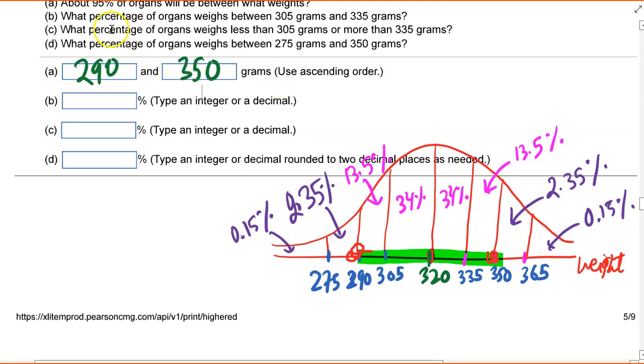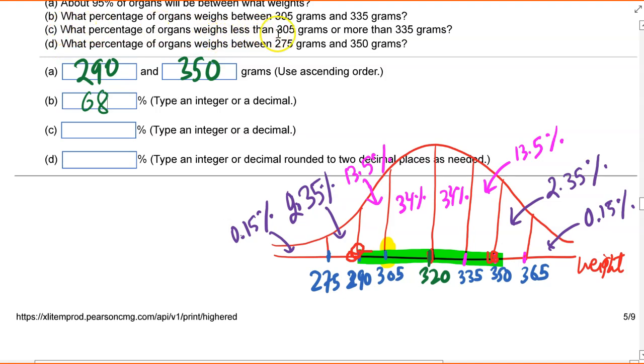Okay. Second question. What percentage of the organ weights is between 305 and 335 gram? 305 is here, and 335 is here. How much percentage between 305 and 335? You can see that 34 plus 34 means 68%. Don't type the percent sign, you'll have a percent here.